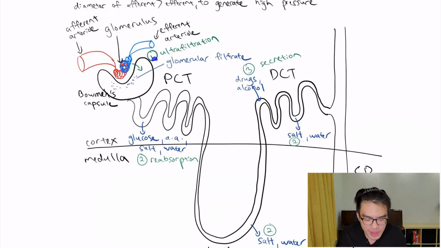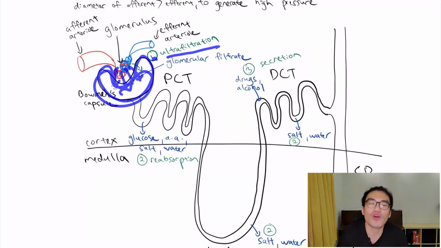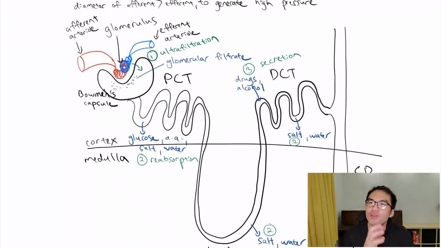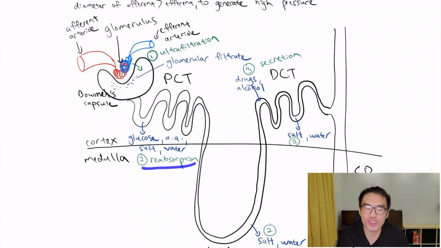Number one, this is called ultrafiltration because I'm filtering all of them out into my Bowman's capsule. Okay, this is like a toilet bowl. That's why I call it Bowman's capsule. Alright, so all the things you have filtered out, we call it glomerular filtrate. Not everything we want to throw it away. Next, we will do second step, which is your reabsorption. We need to take a lot of things back.